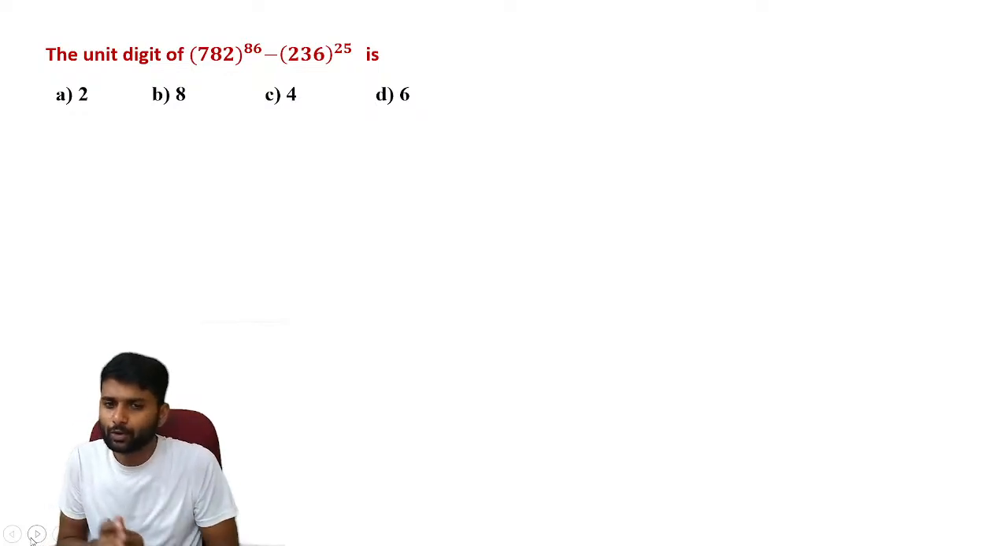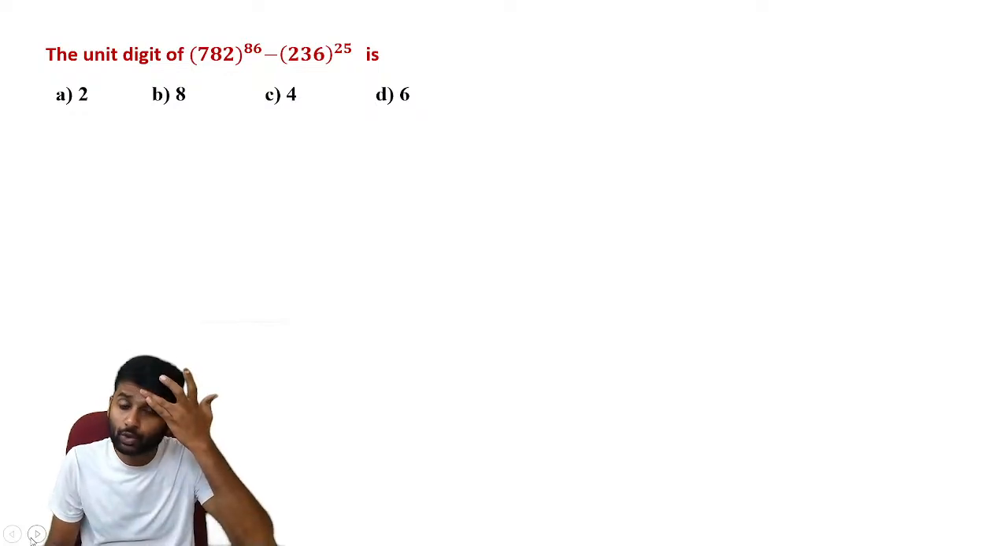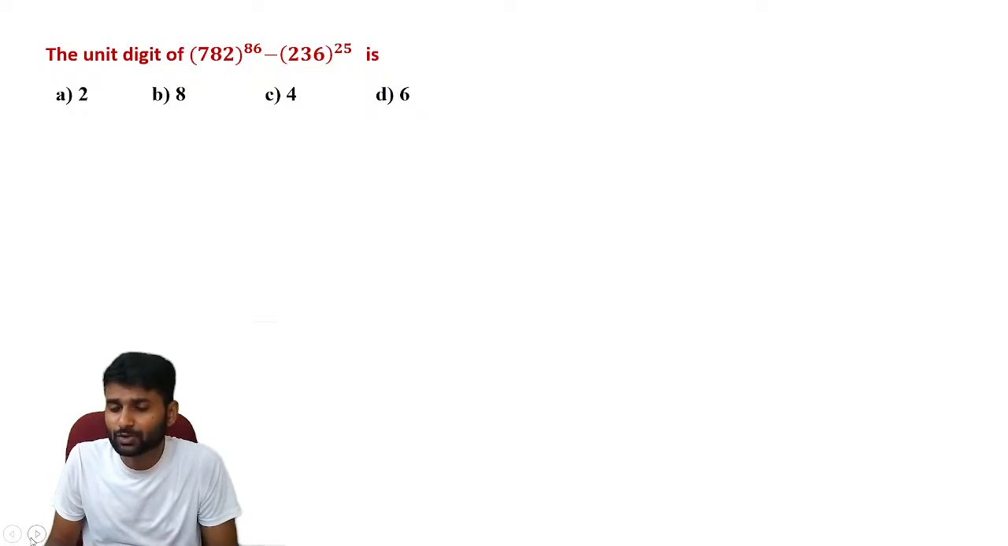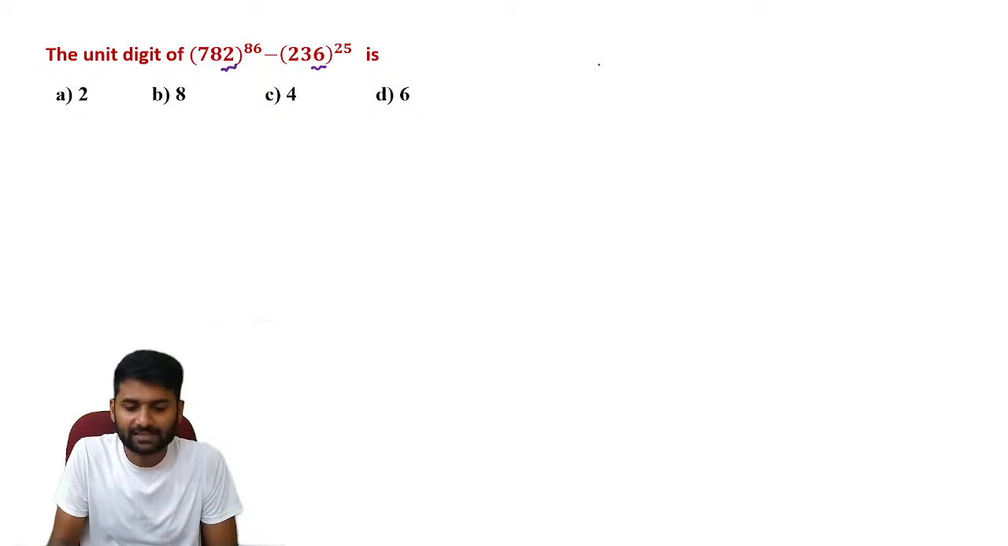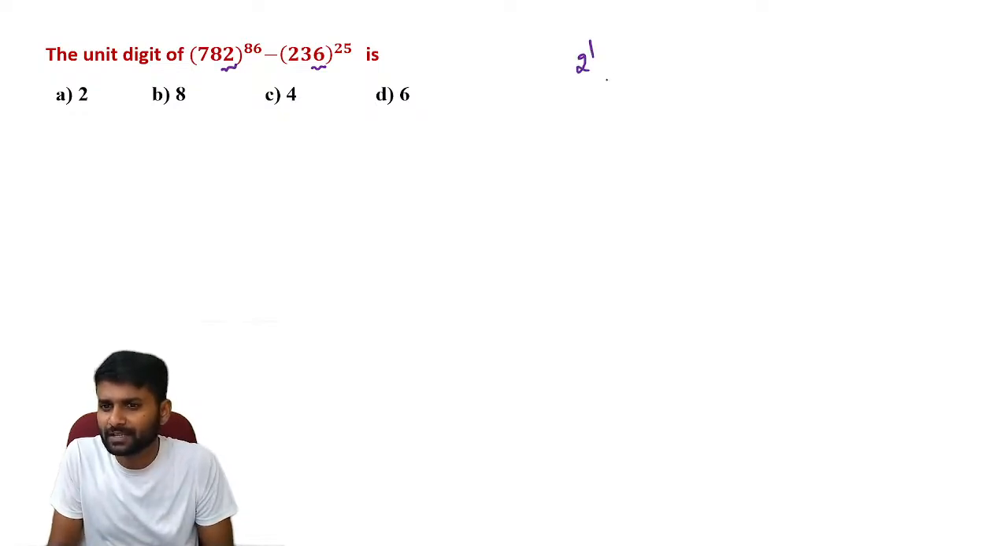Now see this question, the unit digits of 782 whole power 86 minus 236 whole power 20. Here units place is 2, here units place is 6. Just go through the concept. 2 power cycle: 2 power 1 is equal to 2, 2 square is 4, 2 cube is 8, 2 power 4 is equal to 16.